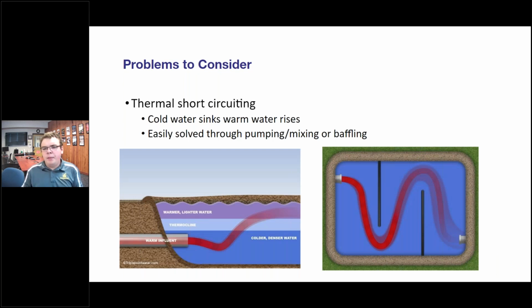Some more problems to consider: you could have thermal short circuiting happening within a lagoon system. Cold water is going to sink to the bottom, and your influent is typically going to be warmer than that cold water. Because of that, it's going to shoot straight up to the surface. It could skirt right across the top and right out of the lagoon system. If you're doing a lot of mixing or have baffling in your system, that's going to help alleviate some of that stress of having that short circuiting.